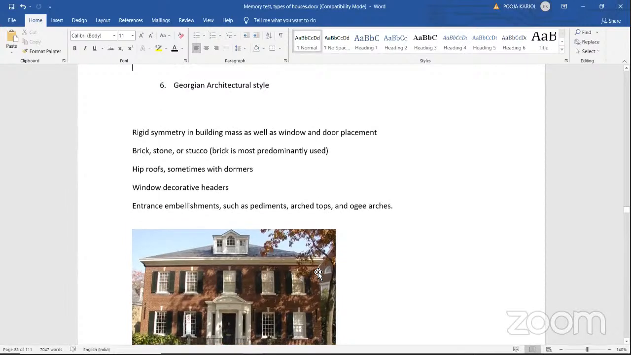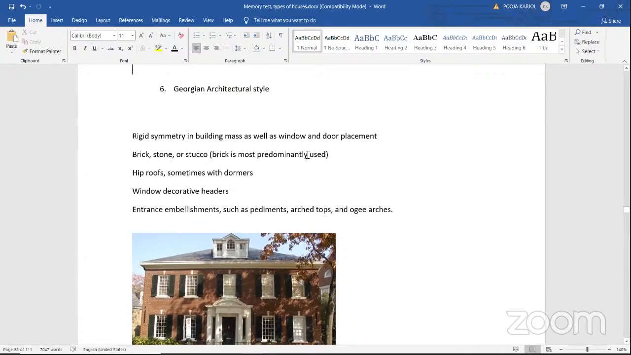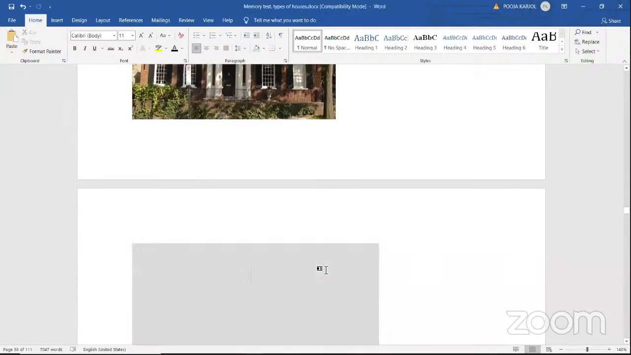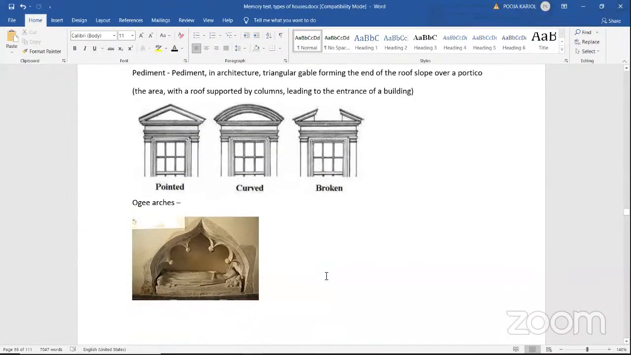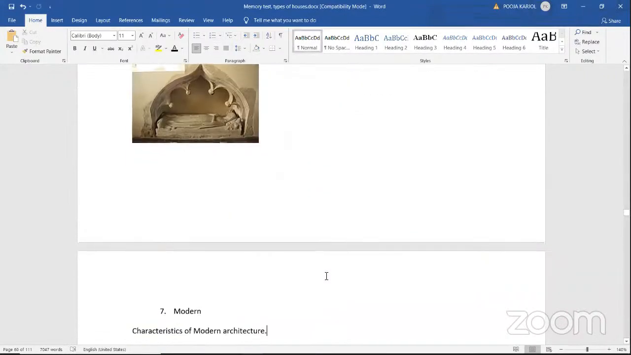Georgian architecture style. Rigid symmetry in building, as well as window and door placement. There is order maintained everywhere. Brick, stone, or stucco, hip roofs, dormers are used. Window decorative headers. Here it's not there, but the door you can see. Entrance embellishments like pediments, arch tops, and ogee arches. These are the pediment and ogee arches which we have done before.